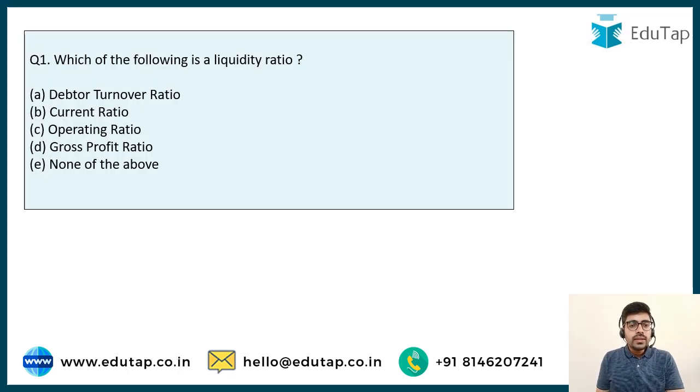So let's start the discussion with the first question. Which of the following is a liquidity ratio? Debtor turnover ratio, current ratio, operating ratio, gross profit ratio, or none of the above.